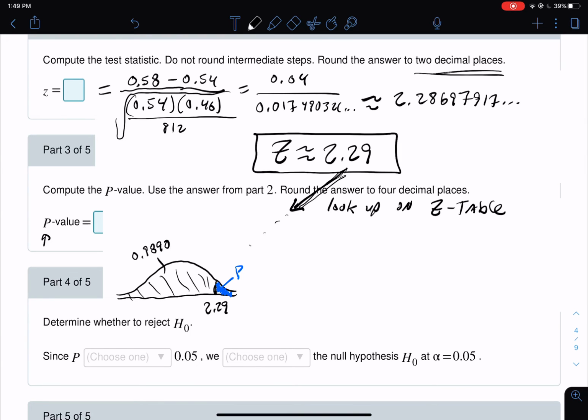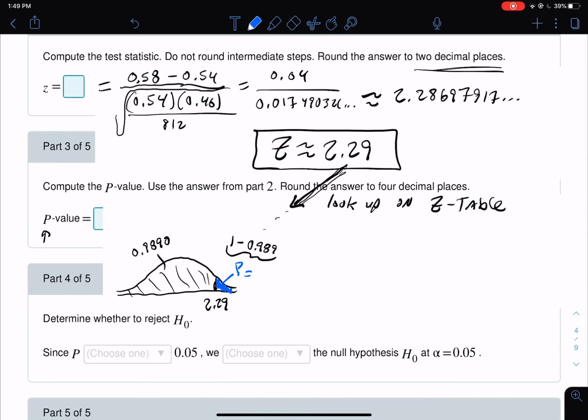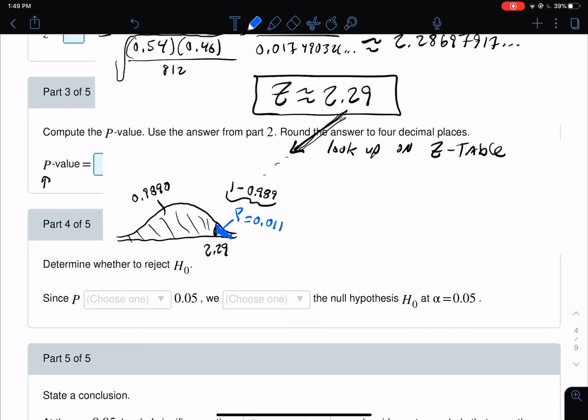And of course, to get this p over here, it's just 1 minus 0.9890. And when I subtract that out, I get my p-value, which is equal to 0.011. Okay. Now, what's going on here? Well, what's our next question? Oh, now we got to figure out if we're going to reject or not.